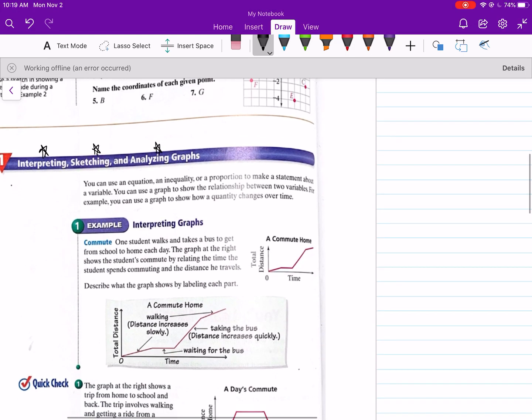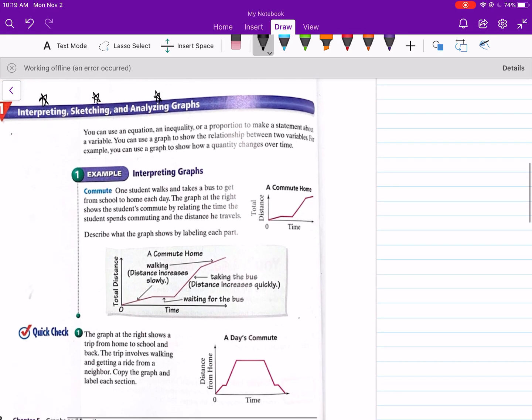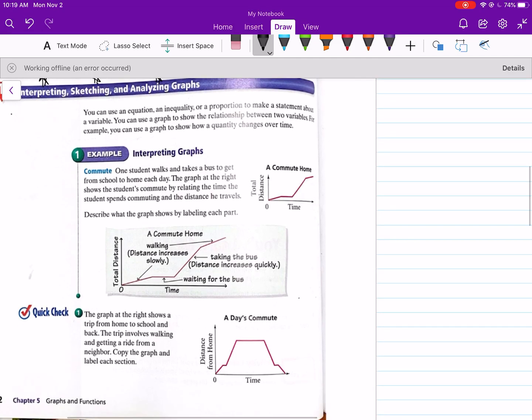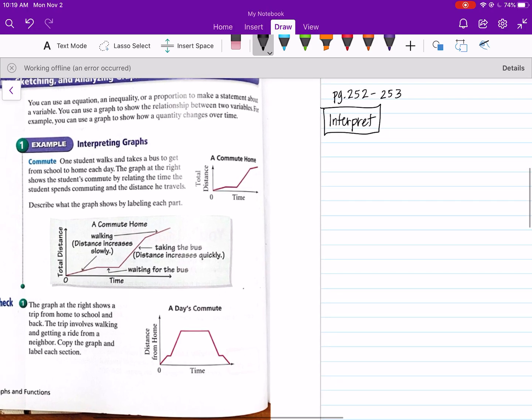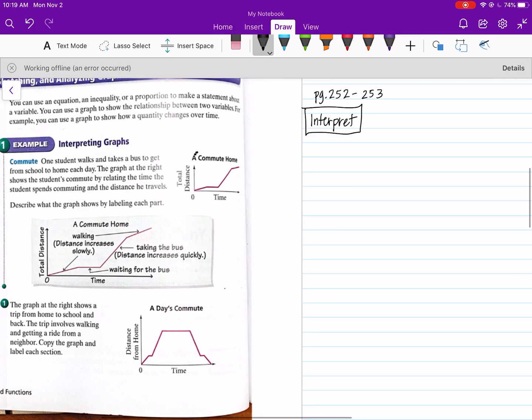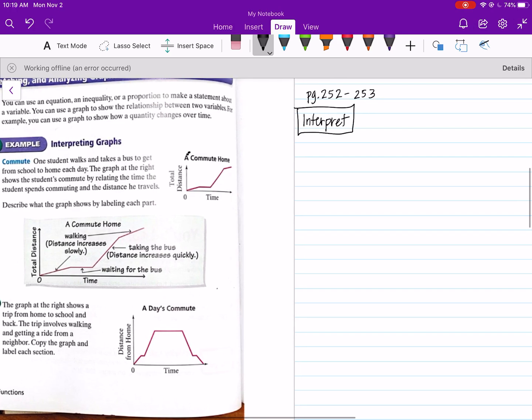So let's look at number 1. It says interpreting graphs. The first thing we're going to do is interpret, and we are working on pages 252 and 253, if you ever had to look it up in the book. It says commute. One student walks and takes a bus to get from school to home each day. The graph at the right shows the student's commute by relating the time the student spends commuting and the distance he or she travels.